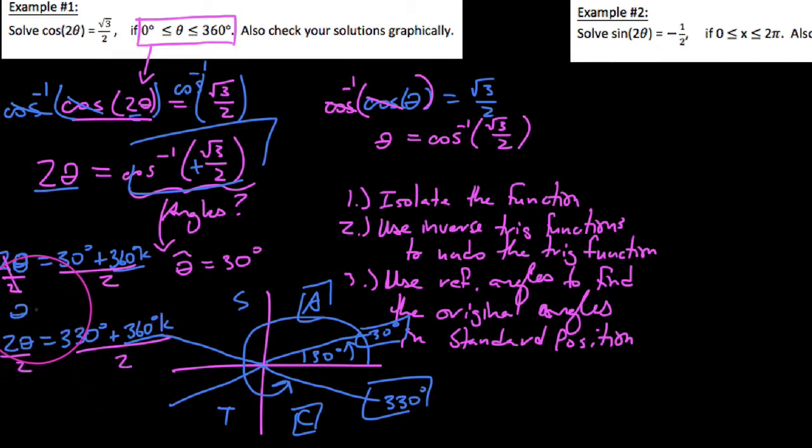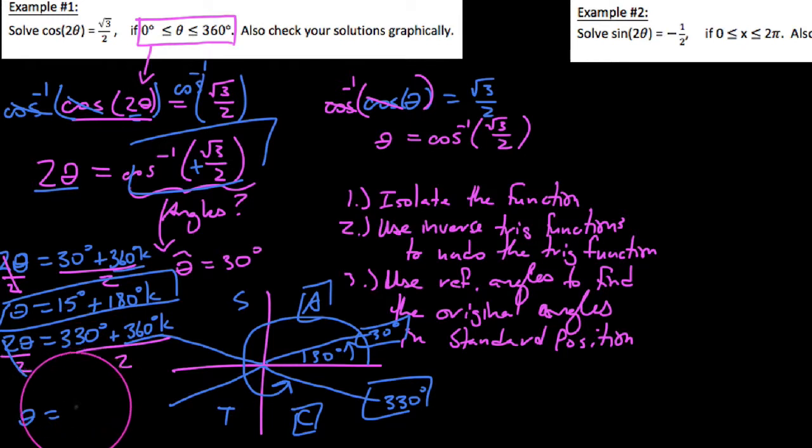So in the first instance, theta is equal to half of 30, which is 15 degrees, plus half of 360, which is 180 degrees k. I'm going to put that in a box, and that's one of our solutions. And then down here, theta is equal to half of 330, which is 165. You can check that on a calculator, plus 180 degrees k.